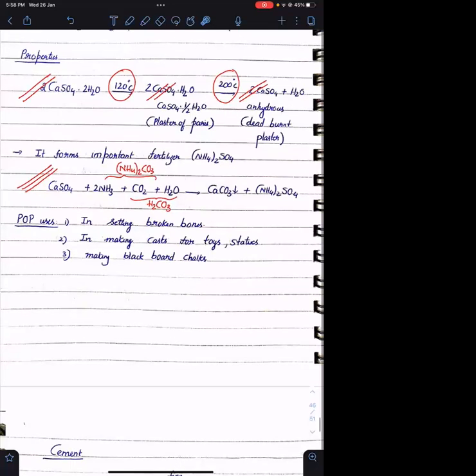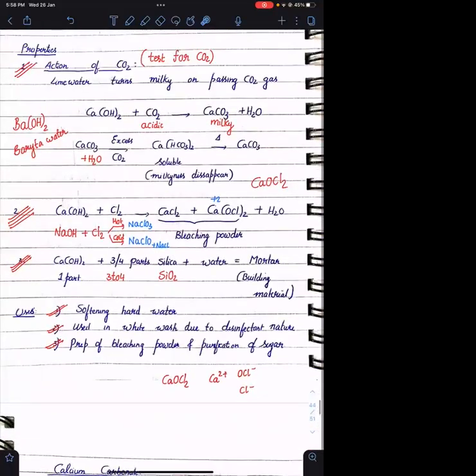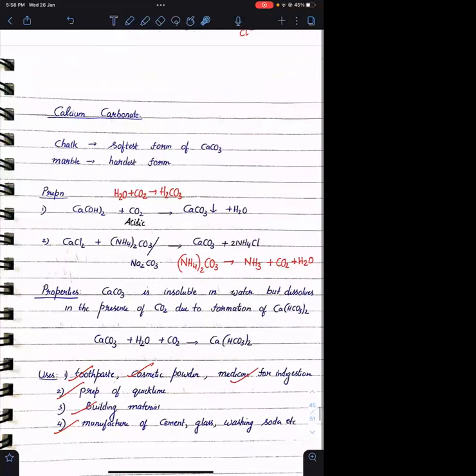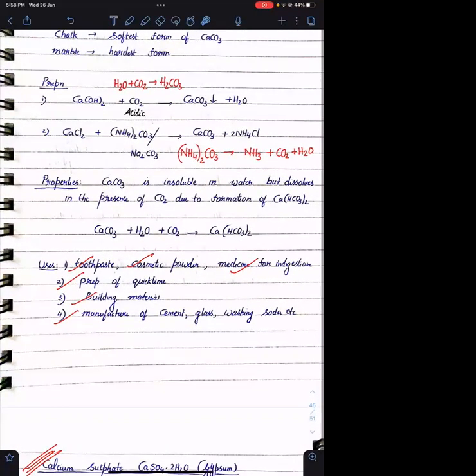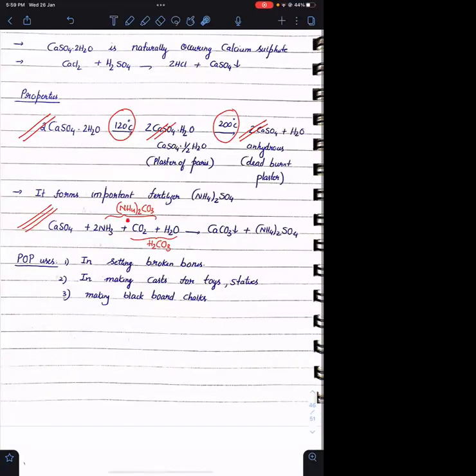We saw a similar reaction for calcium chloride as well. If it reacts with ammonium carbonate, you get ammonium chloride and calcium carbonate. Here also the same thing happened, a similar reaction, ammonium carbonate. This mixture will give you ammonium carbonate. CO2 and H2O combine to give you H2CO3. That H2CO3 will combine with ammonia, because this is a base and this is an acid. You get ammonium carbonate, which on reaction with CaSO4 gives you calcium carbonate and ammonium sulfate. This is an important fertilizer, ammonium sulfate.